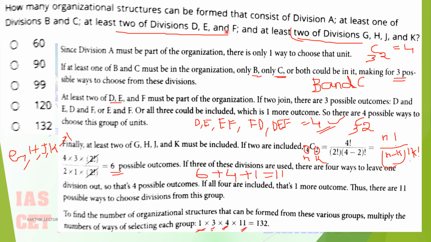Here 4 combinations and here 3 combinations. This A is 1 combination. So multiplying all together you will get 132 as the answer. Okay, so which answer is correct? Option E is the correct one.